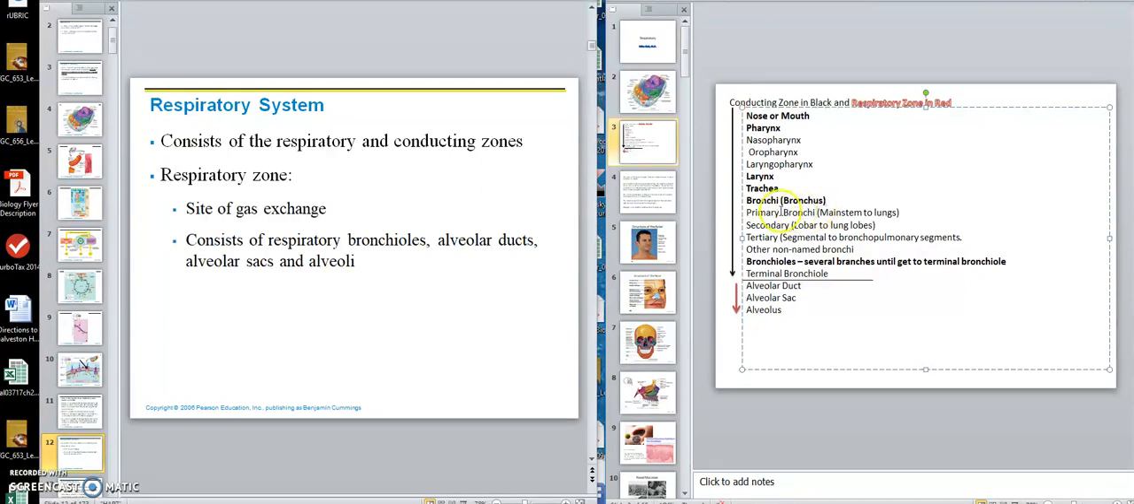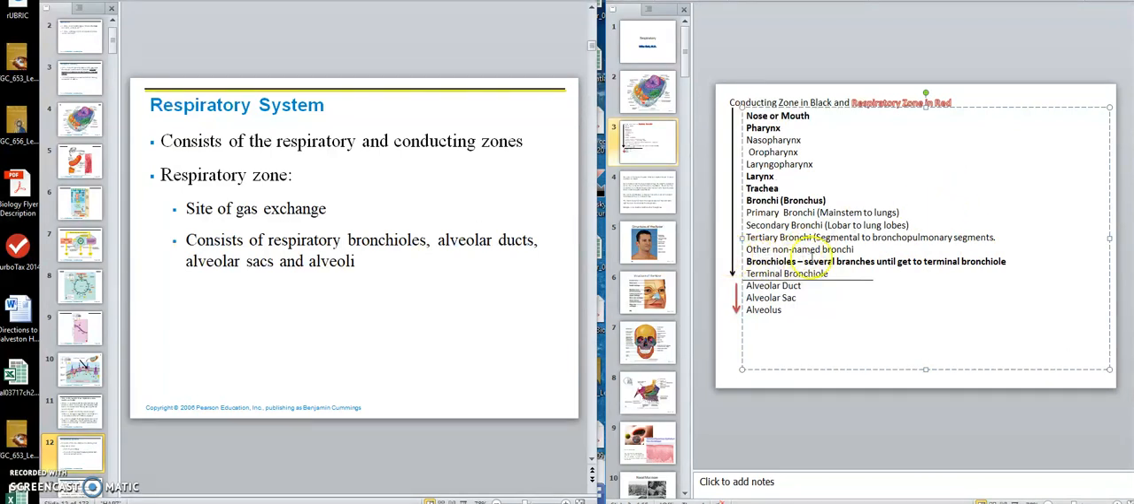Then the primary bronchi, one going to the right lung, one going to the left, will branch off to do the secondary bronchi. Okay. And the secondary bronchi go to each lobe of the lung. Then we go to the tertiary bronchi, which go to something called bronchopulmonary segments, and we'll talk about that.